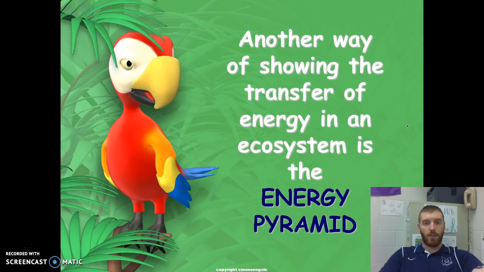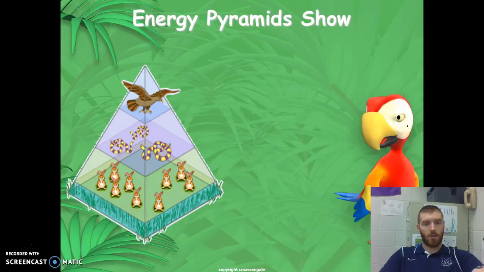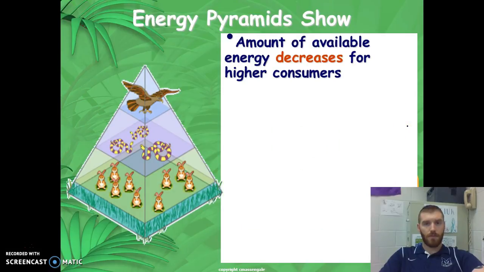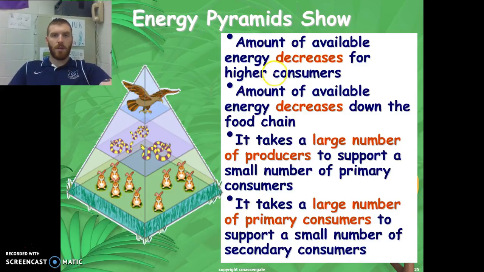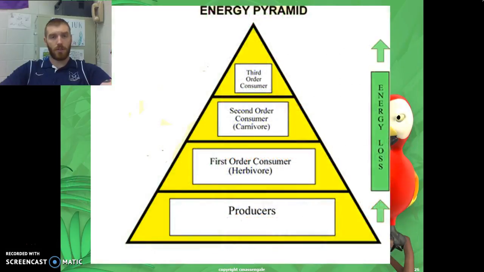Another way of showing the transfer of energy in the ecosystem is called an energy pyramid, which I'm sure that you've seen before. An energy pyramid shows all of these things. Okay. The amount of available energy decreases for higher order consumers. You can see he has to eat more in order to get that level of energy. The amount of available energy decreases down the food chain. It also takes a larger number of producers to support a small number of primary consumers, and it takes a large number of primary consumers to support a small number of secondary consumers.